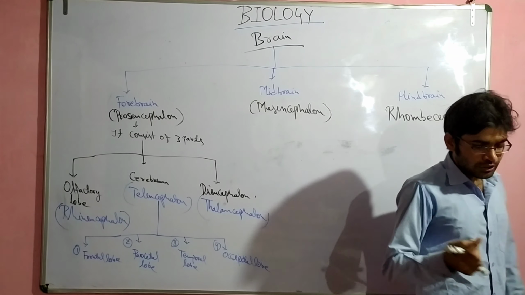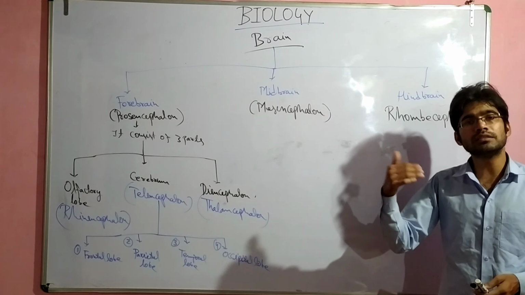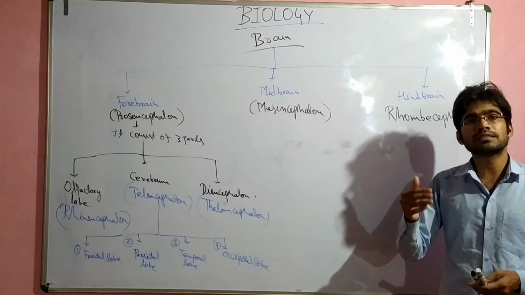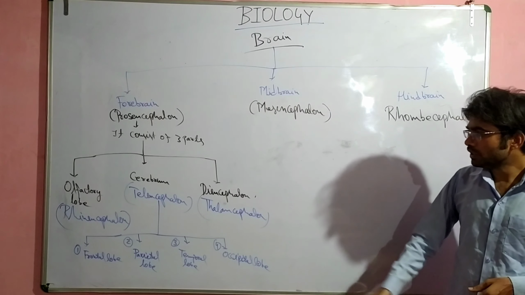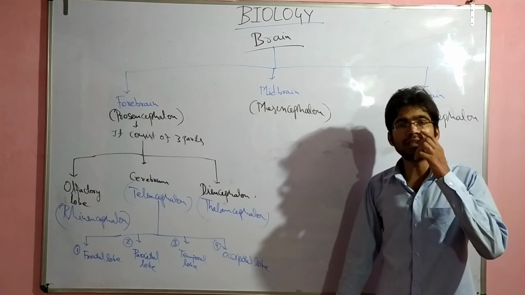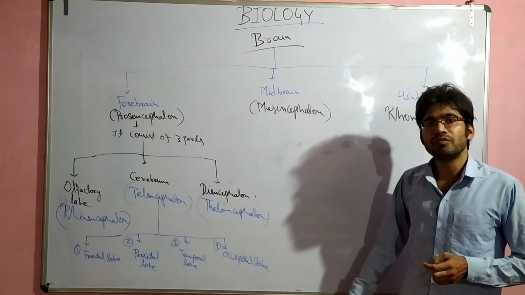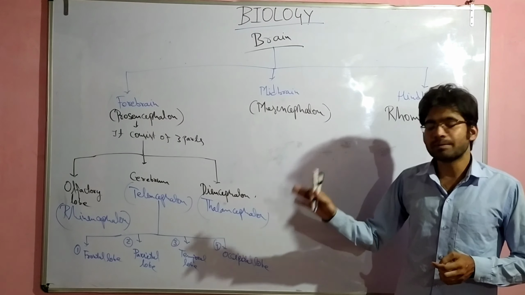Suppose there are many persons who are multilingual. How are they understanding the languages? Through the Wernicke's area, which is present in the temporal lobe.